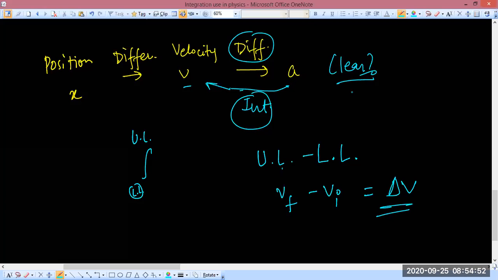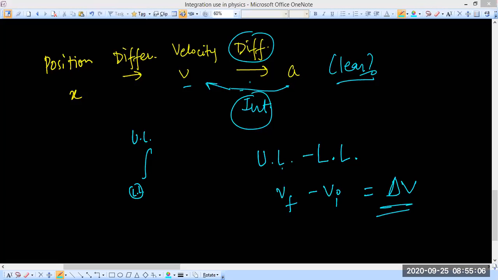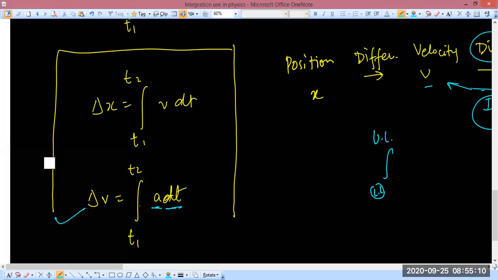Exactly, you get the change, right? Because we are putting upper limit minus lower limit, we are subtracting. And when we subtract, we always get the change, that is delta, right? So I hope you realize that mathematically, this equation and this equation are just the same.